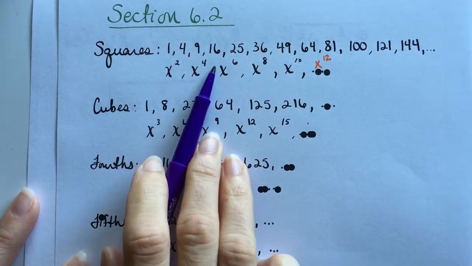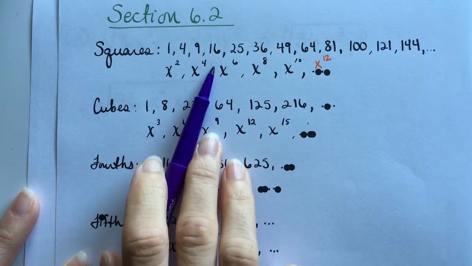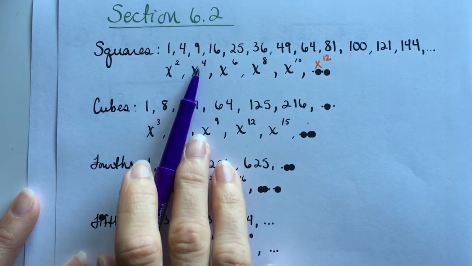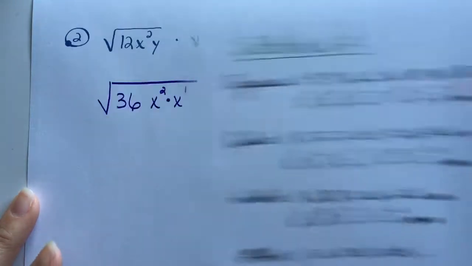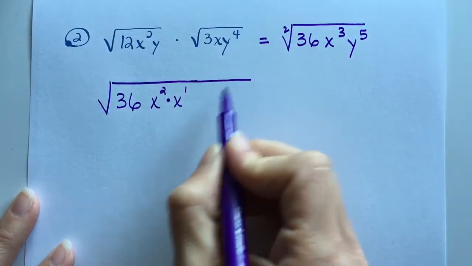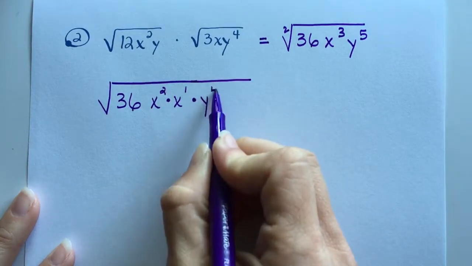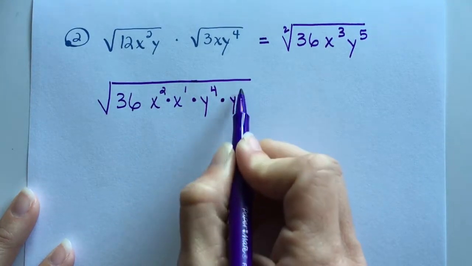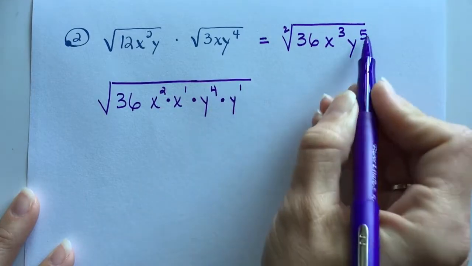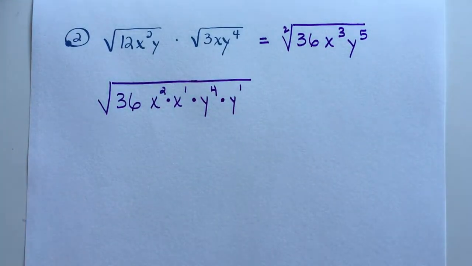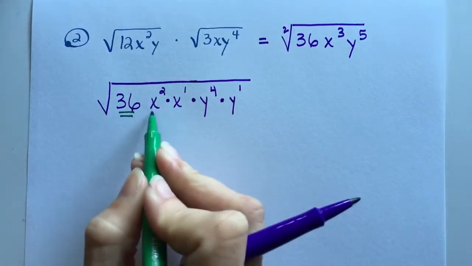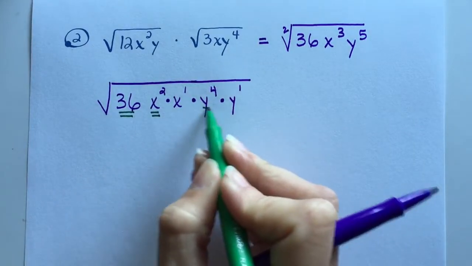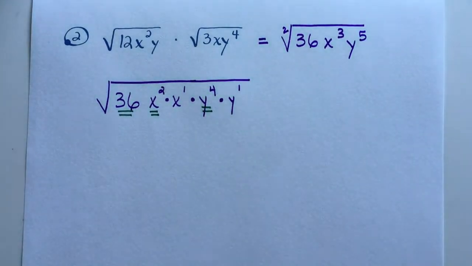So variable to the 5th power would fall here. So I use the one that's just below it, which is the 4th power. So I would have y to the 4th. And then I would have to go with y to the first, again, to keep my total of 5. So the 36 is a perfect square, x squared is a perfect square, y to the 4th is a perfect square.